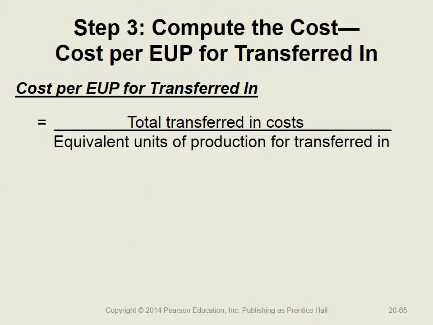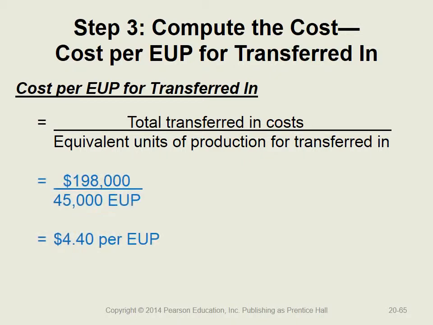Step 3 is to calculate the cost per equivalent unit. The formulas to compute the cost per equivalent unit of production are the same as used for the assembly department. We just need to add the calculation for the transferred in costs. The cutting department has 3 inputs and therefore must make 3 calculations for cost per equivalent unit of production. The cost per equivalent unit for transferred in costs is $4.40 per equivalent unit of production.